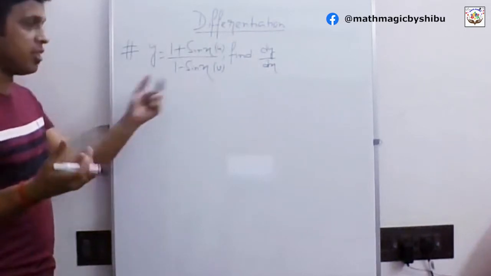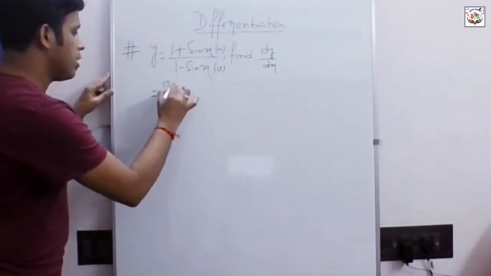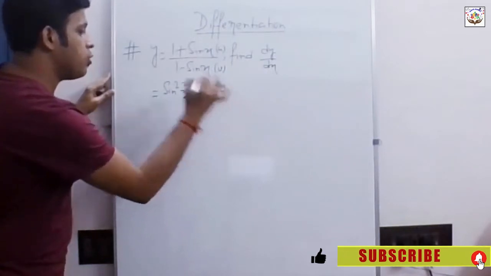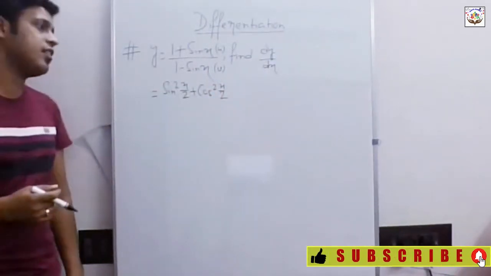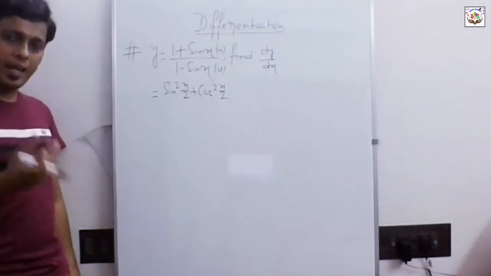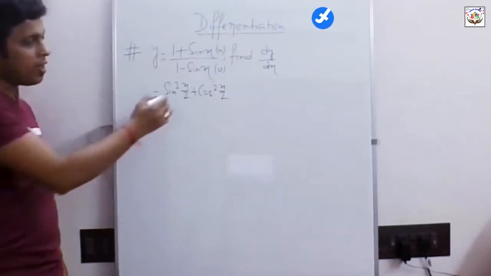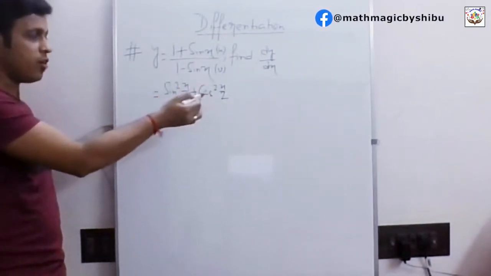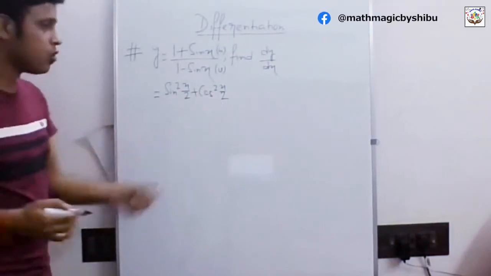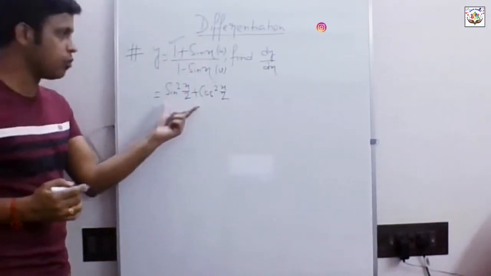modify first the function. Like in place of 1, can we write sin square x/2 plus cos square x/2? Why I am writing this? As in trigonometry, you know that sin square of any angle plus cos square of the same angle will be equal to 1. So here our angle is x/2 for both sin and cos. So sin square x/2 plus cos square x/2 will be equal to 1. So we have represented 1 as sin square x/2 plus cos square x/2.